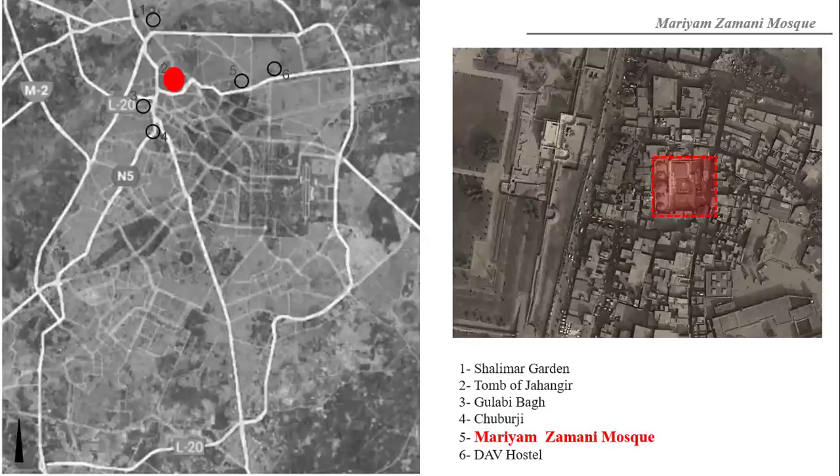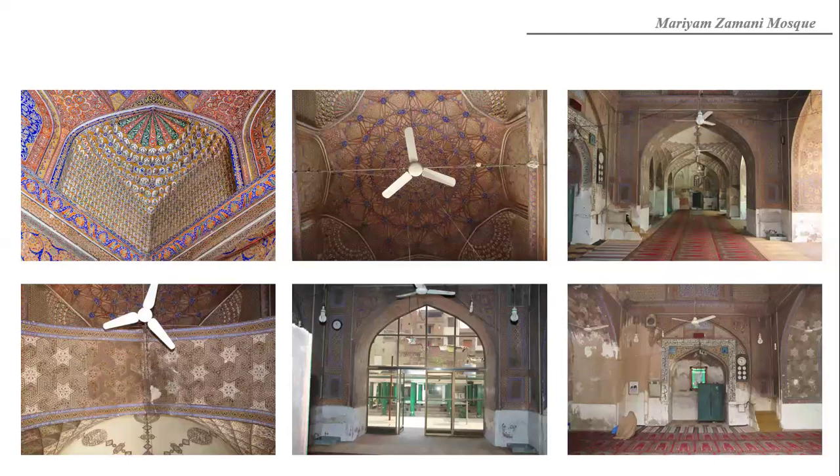The first case study of this typology is identified at Mariam Zamani Mosque, which is located in the walled city of Lahore. The site neighbors a significant heritage site, but is predominantly surrounded by encroachment. Mariam Zamani Mosque, famous for its fresco work, is one of the earliest mosques built in the region. The mosque is also known as Begum Shahi Mosque and was built by Mughal Emperor Jahangir for his mother in 1634.